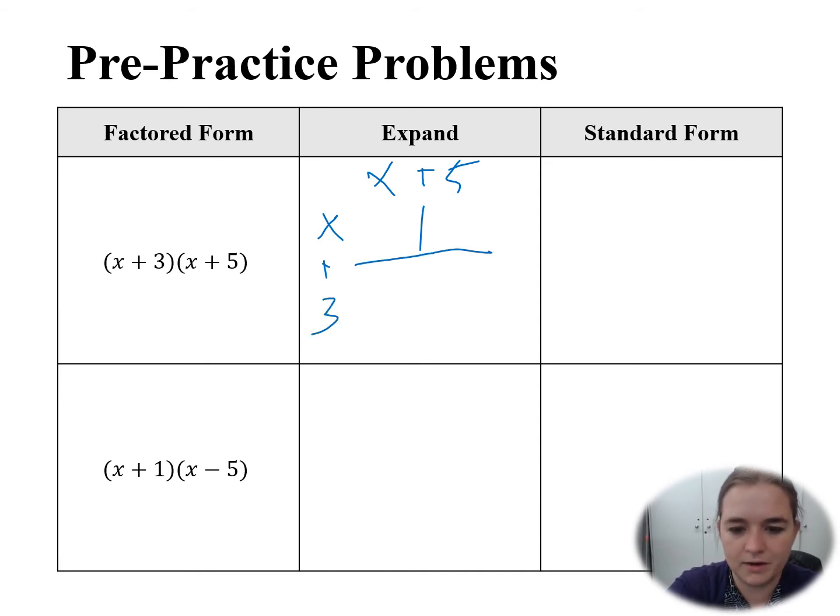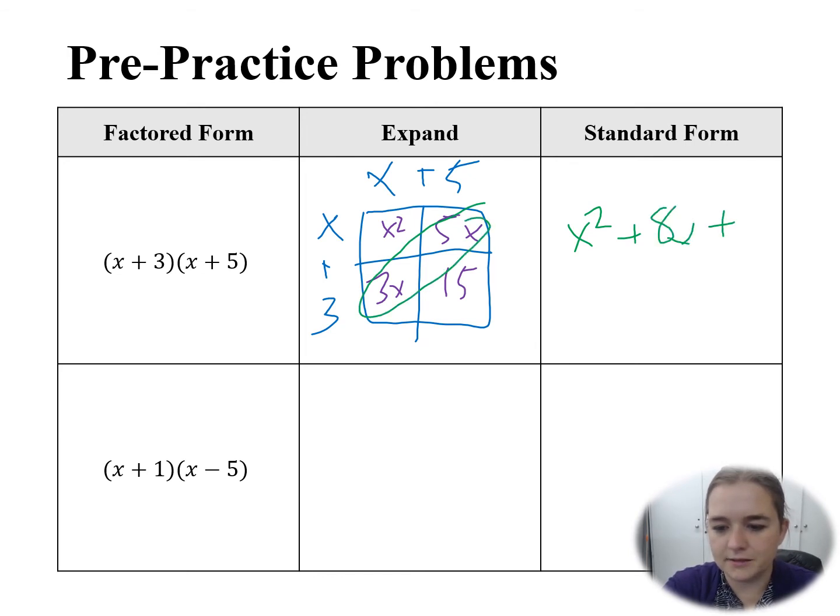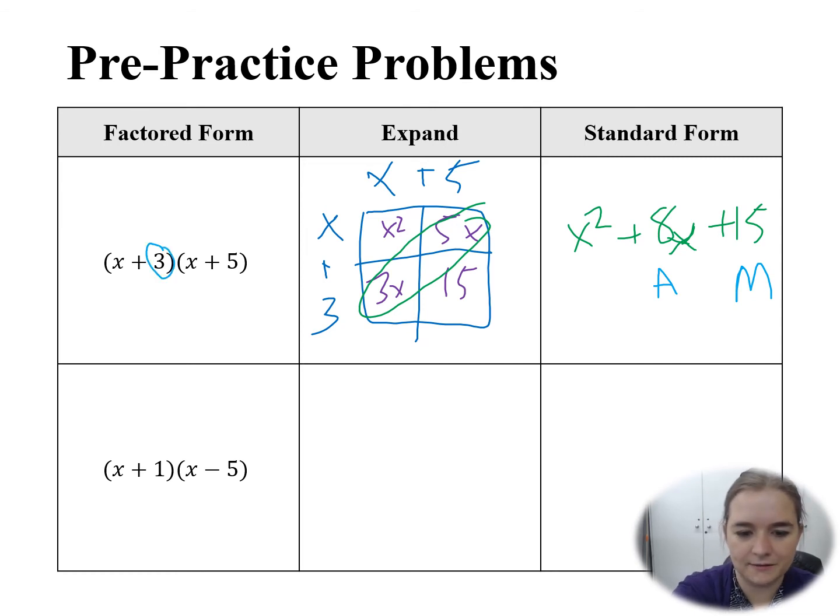If I do my little boxes here, I see that I have x squared, I have a 5x, I have a 3x, and I have a 15. In standard form, when I start squishing those pieces back together, I wind up with x squared plus, well, I have a 5x and a 3x, plus 15. Now, if I think back to my last slide here with my other pre-practice problems, I had factors of 15 that add up to make 8. That 3 and that 5 are my two factors of 15 that sum to create 8.